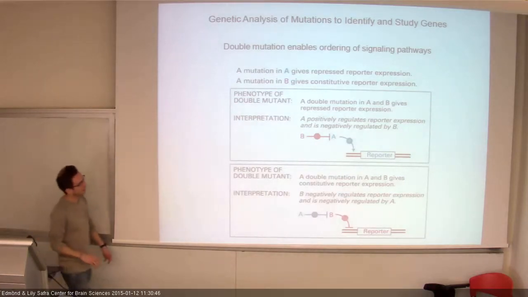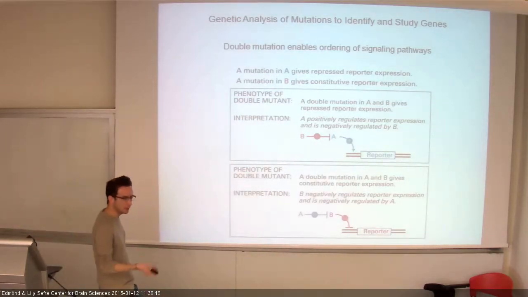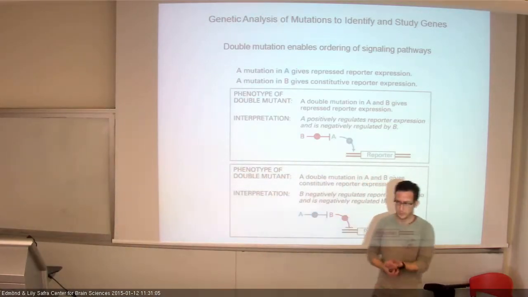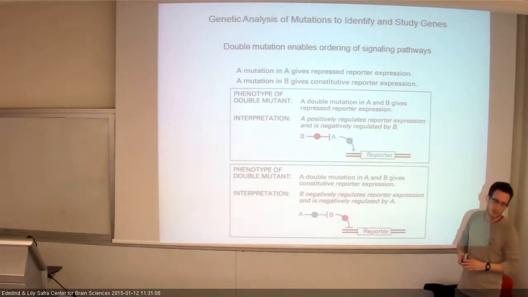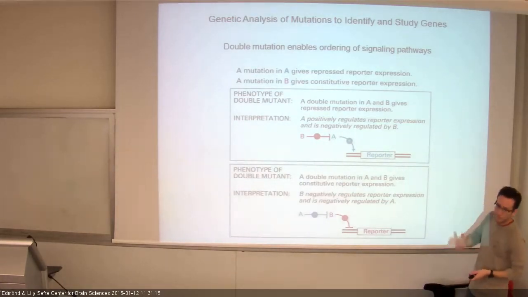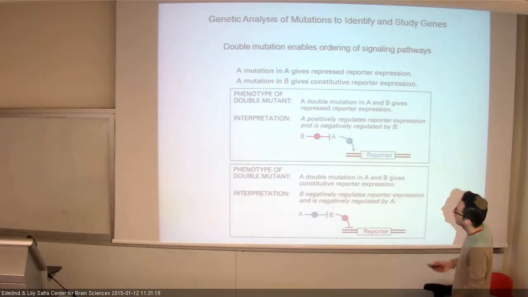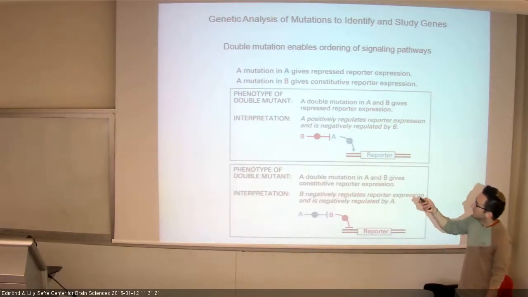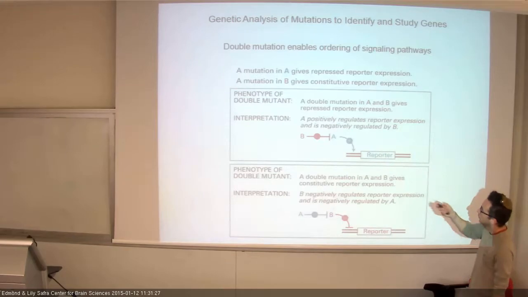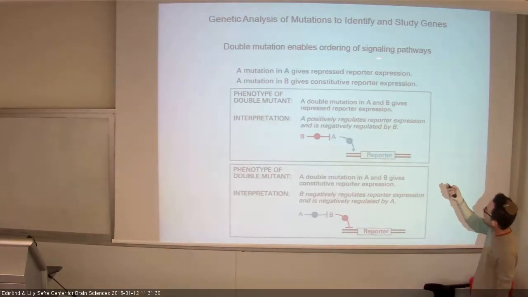There's an elegant way to use mutations to decipher the order of components in a molecular pathway. We talked about several pathways in our course, right? The pathway of vision and part of it in the retina and so on. How were these pathways discovered, the order of events there? Partly by double mutation that enables the ordering of signaling pathways.